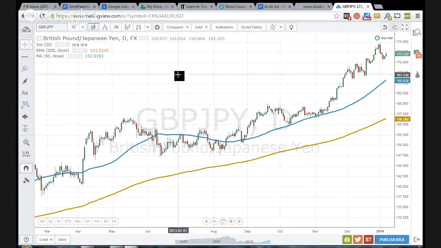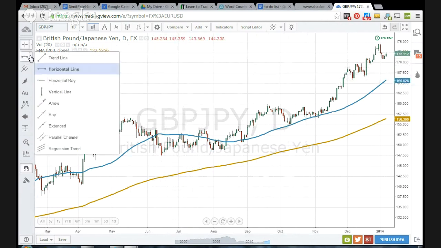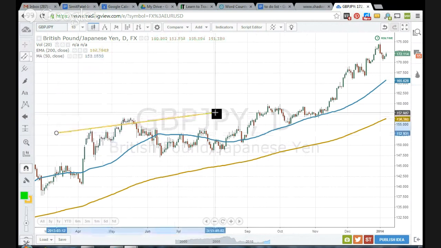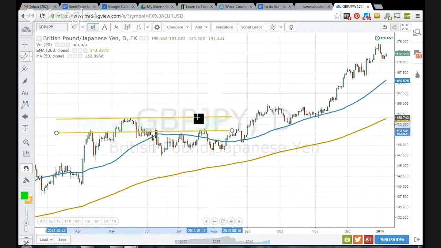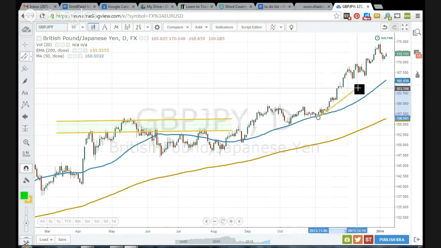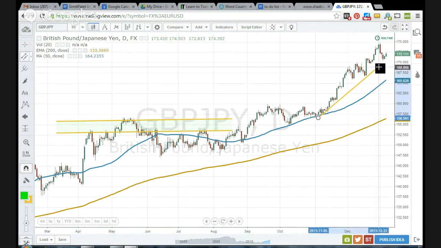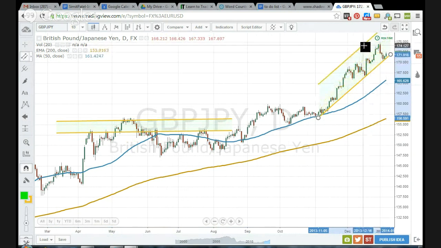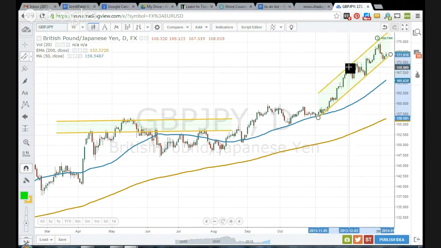Pound yen. The yen has had the same scenario. It does look like there's a channel here. Now I wouldn't trade. Oh, that's annoying. Ignore that. That was not what I meant to draw. I meant to draw it from here. Okay. So there's a channel of sorts.